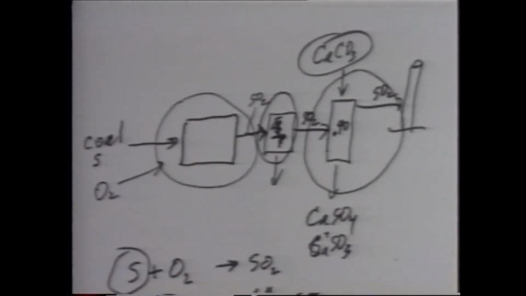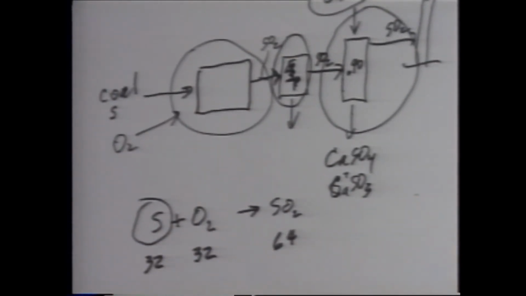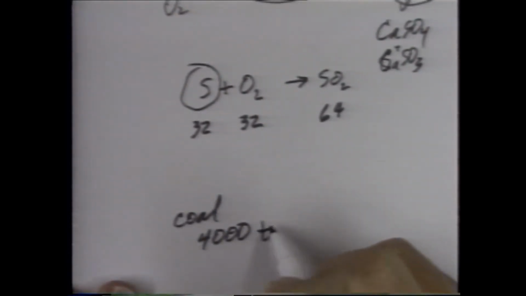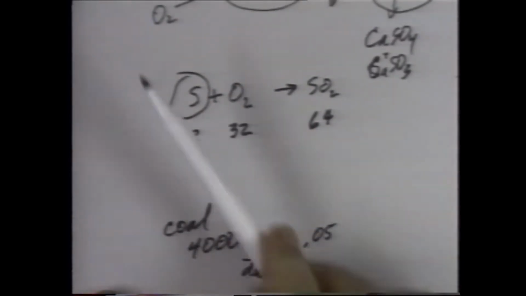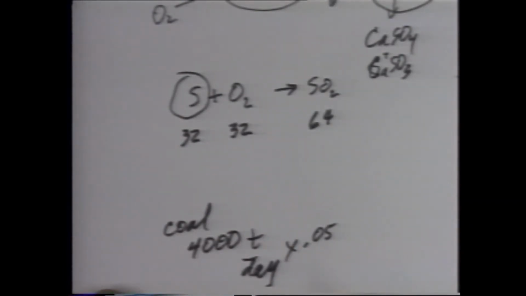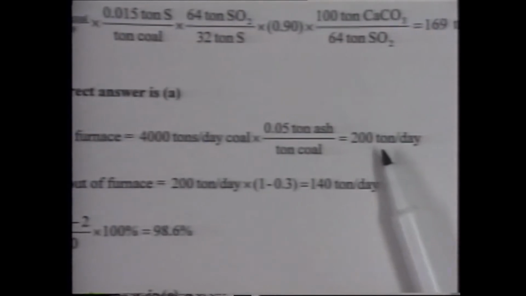All right, so how much particulate matter is coming in? Well, it comes in with the coal at 4,000 tons per day, and times 0.05 is the ash content coming in with that coal. In fact, let's look at this calculation as it's given here, typewritten. You won't have to look at my handwriting. The ash into the furnace is 4,000 tons per day of coal times 0.05 tons of ash per ton of coal, 200 tons per day.